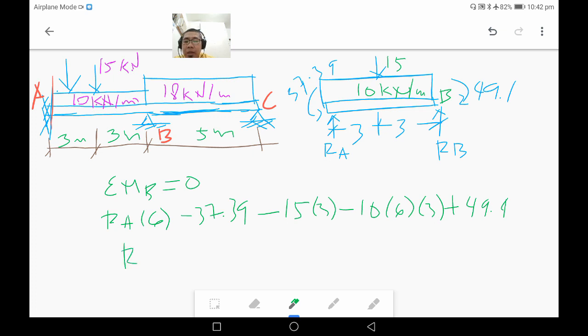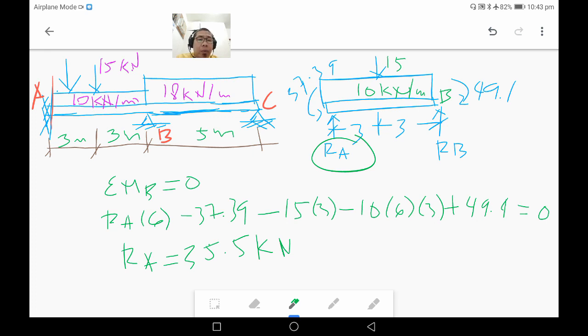That is why RA equals, this is equal 0. So, lipat sa kabila. So, magiging 37.39. Magiging positive yan pag lumipat sa kabila. 37.39 minus 15 times 3 plus 15 times 3 plus 10 times 6 times 3 minus 49.4 and then divide it by 6. And then that is 35.5, this is 35.5 kilonewton. So, tandaan natin, that is 35.5. Okay. Na-solve na natin yung RA.